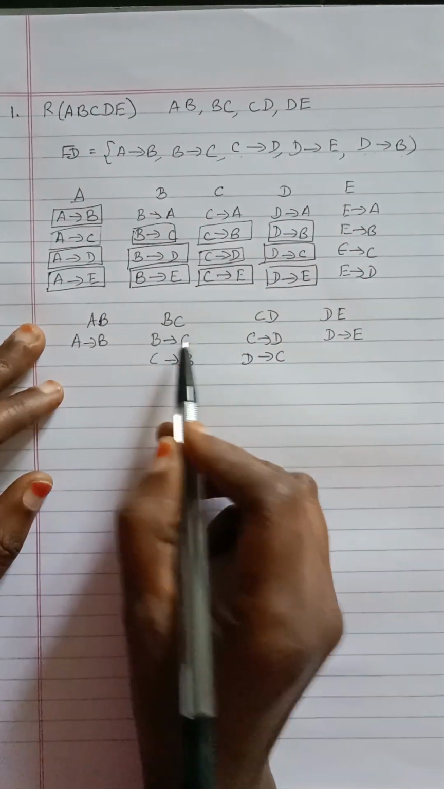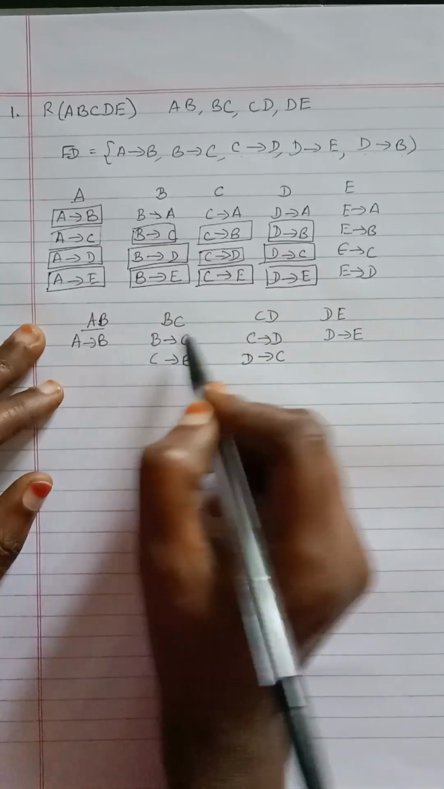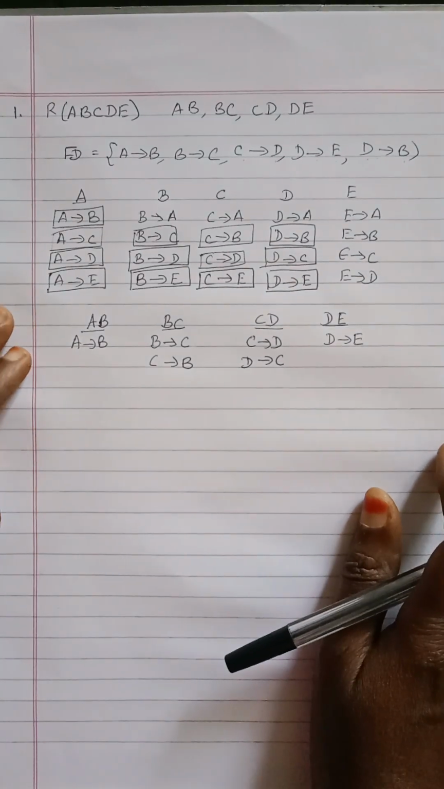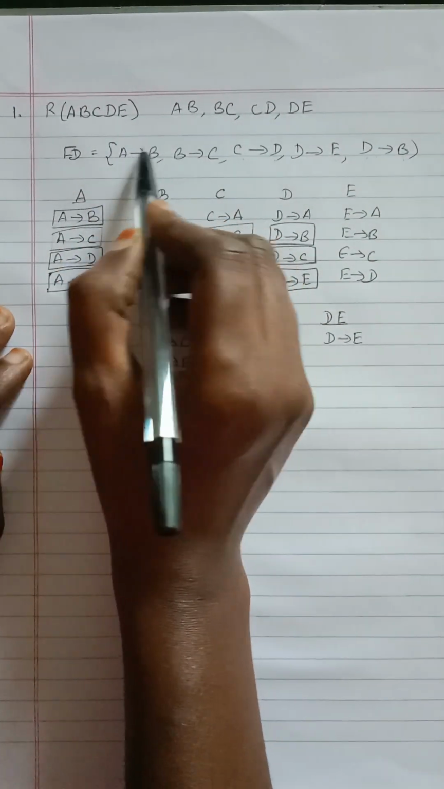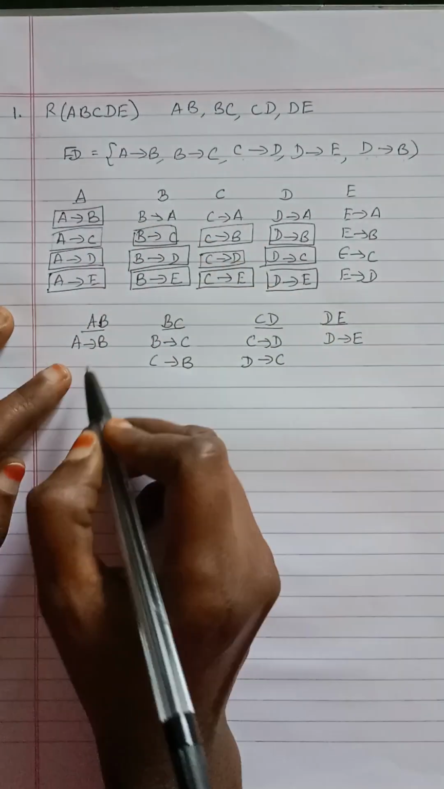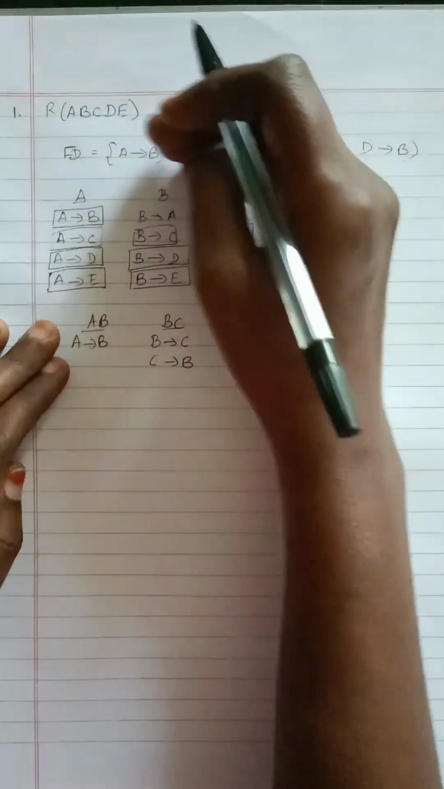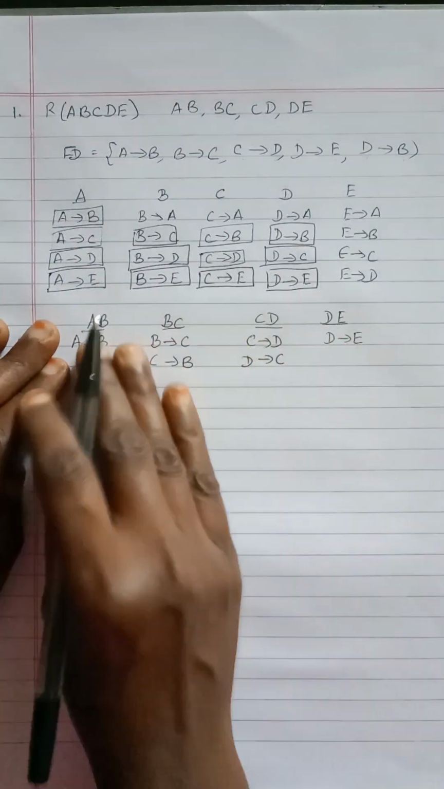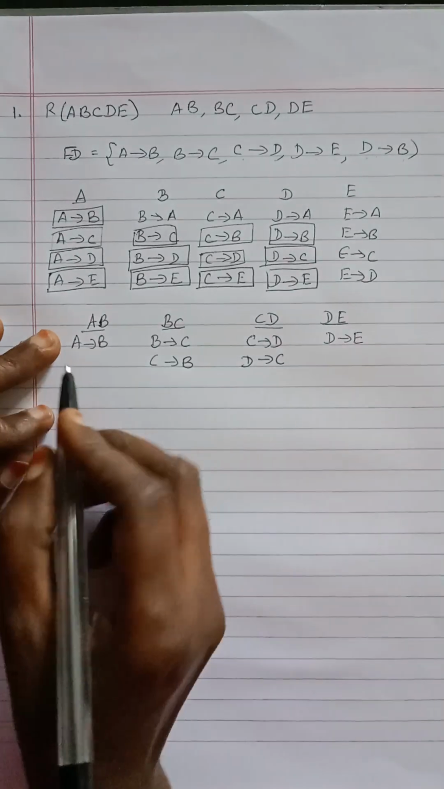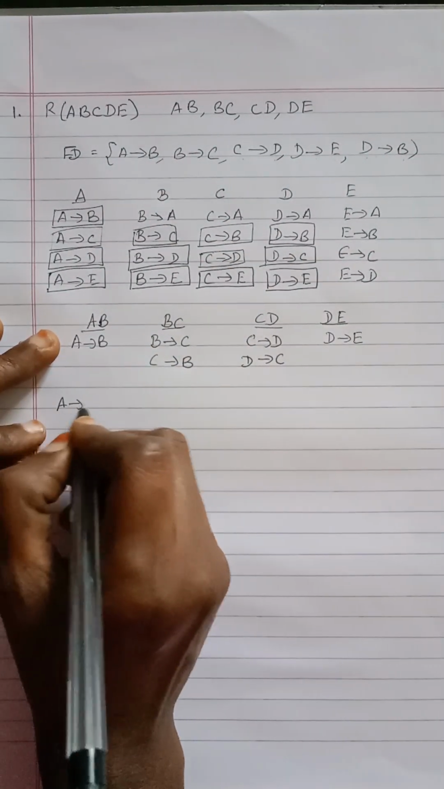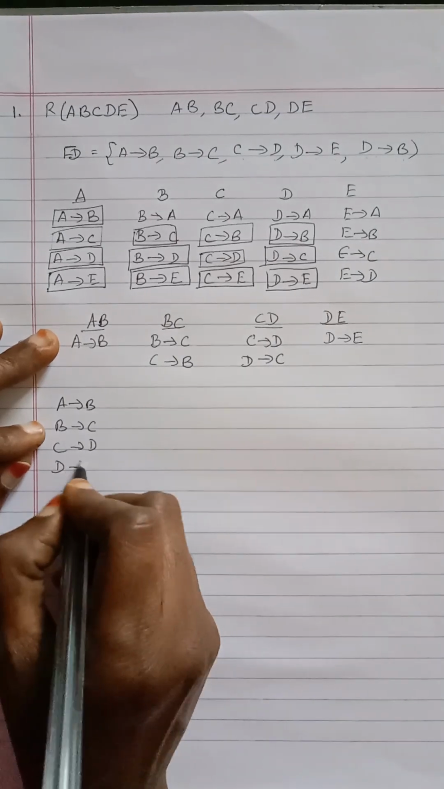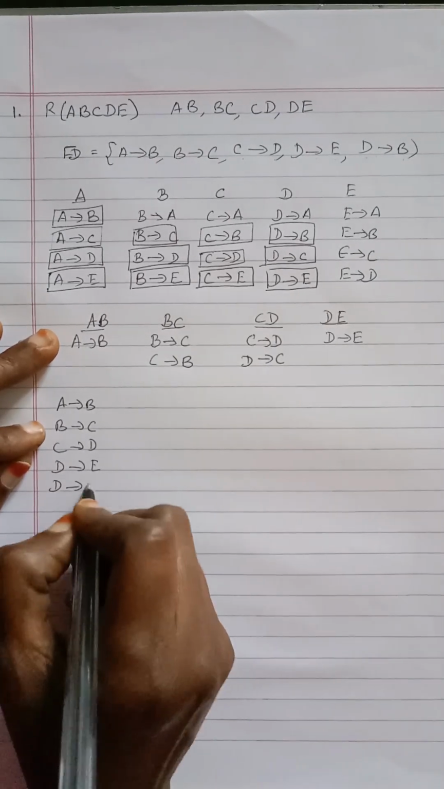We use the functionalities we found and check whether we can get the original functional dependencies that are given, as asked in the question. Whether we can determine all these functionalities from the values I have got now. The given ones are A tends to B, B tends to C, C tends to D, D tends to E, and D tends to B.